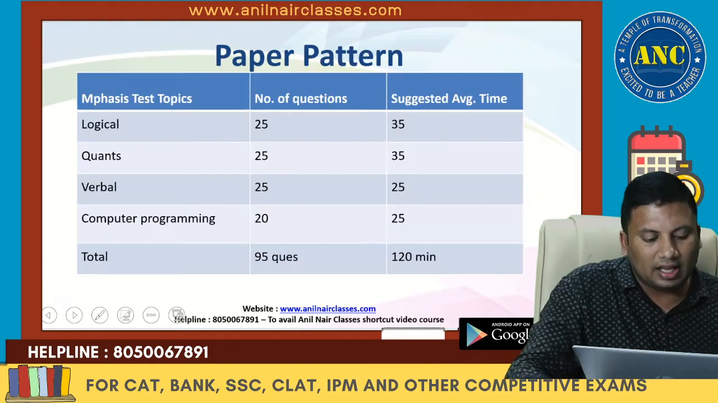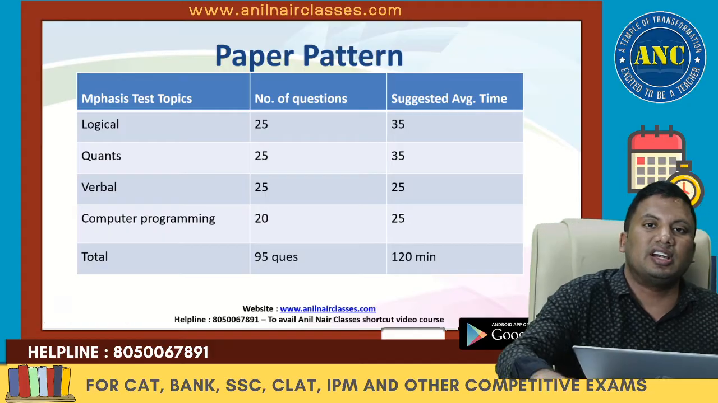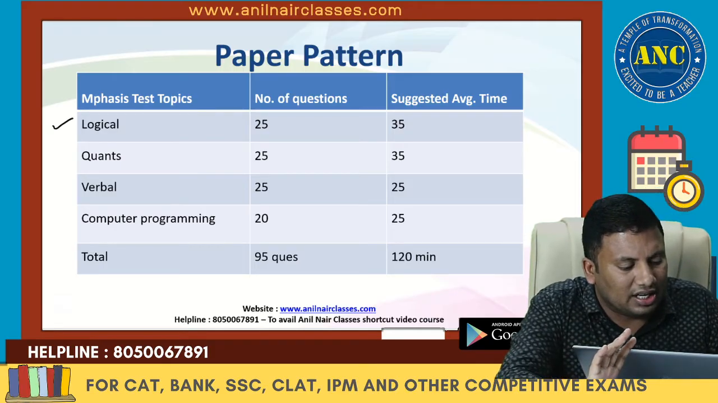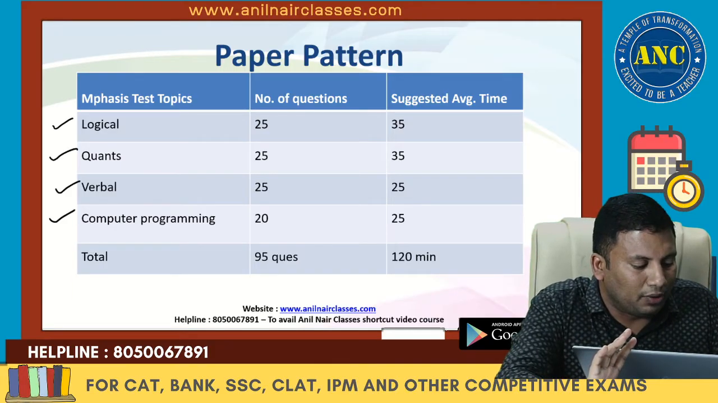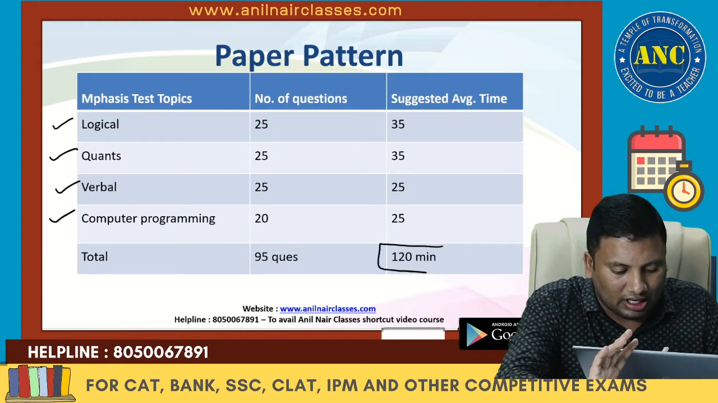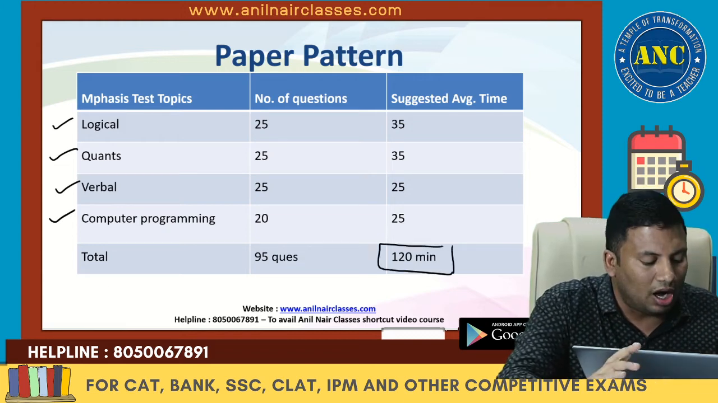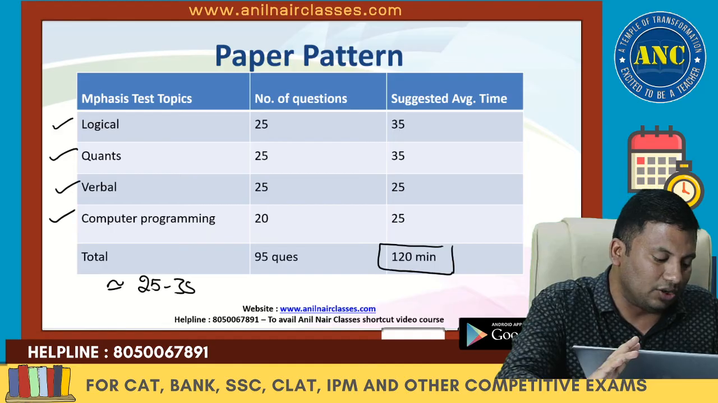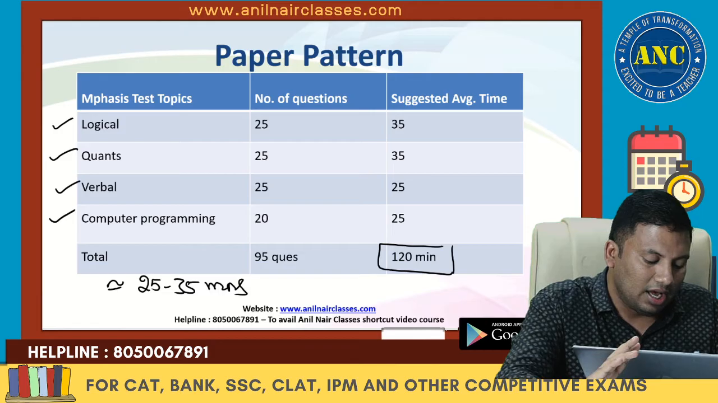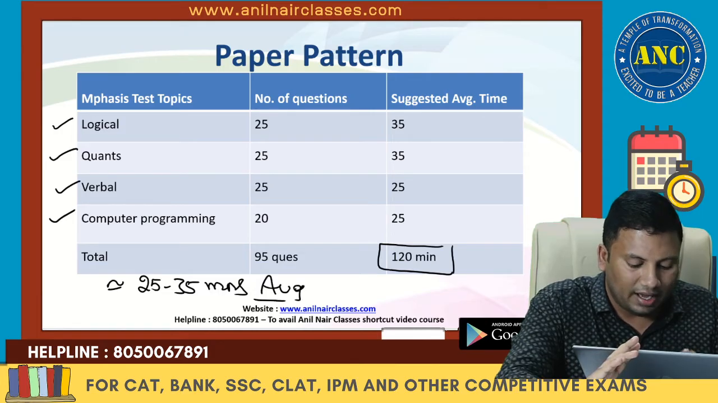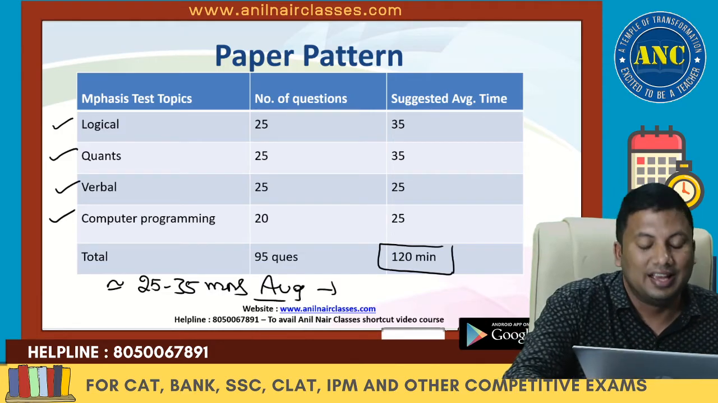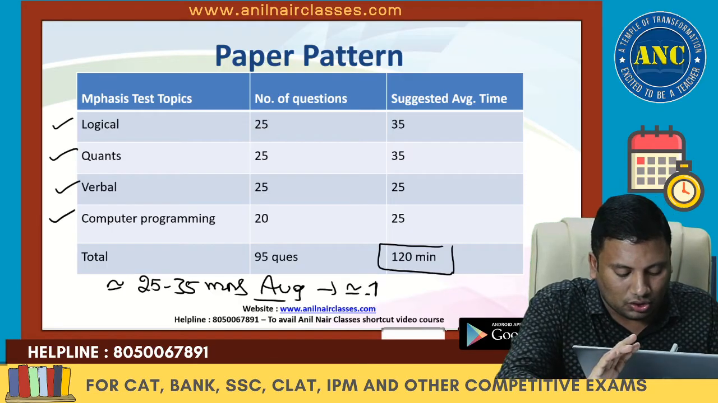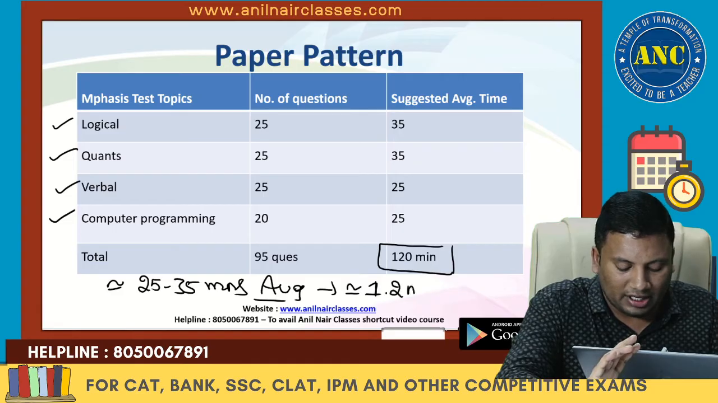Now, another important point, what is the suggested time limit? There is no sectional cutoff. Logical reasoning first, then quant, verbal, computer programming. Because there is a total of 120 minutes, on an average close to 25 to 35 minutes you can spend on a particular section. Total how many questions are there? 95 questions are there. So on an average you should spend close to 1.2 minutes per question.